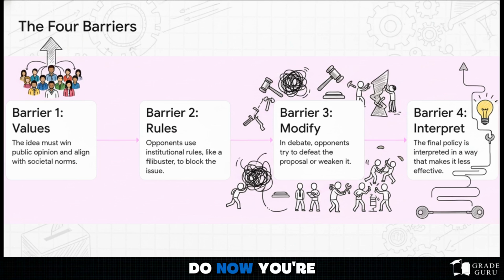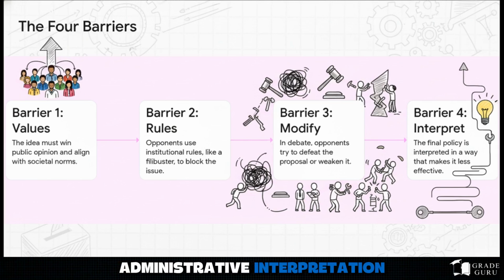Let's say you do. Now you're at barrier 2, procedures and institutions. Here, opponents can use all sorts of rules, like a filibuster, just to keep it from even being debated. Okay, you clear that hurdle. Now you're at barrier 3, the debate itself. Here, opponents will try to either kill the proposal outright or water it down, maybe arguing for lower quotas. And even if you win that fight and the law passes, you're still not done. You hit barrier 4, administrative interpretation, where the people in charge of putting the law into practice can interpret it in a way that makes it totally ineffective. It really is a battle every step of the way.